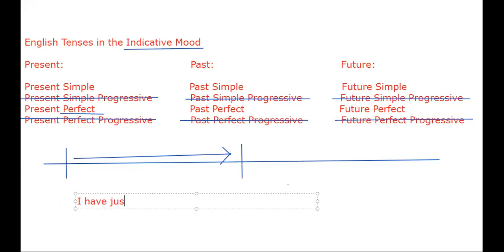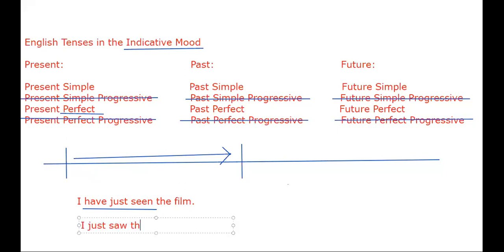Let's say this. I have just seen the film. Yeah, let's do that. That'll just work. I have just seen the film. So here we have the present perfect. I have just seen. So here, you're probably wondering what the difference is between this and this: I just saw the film. People often wonder, okay, what's the difference between the past simple and the present perfect? Well, here's what we have.